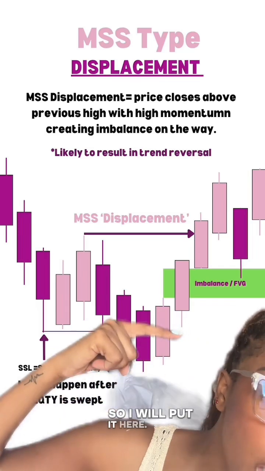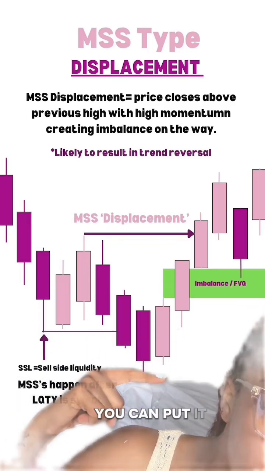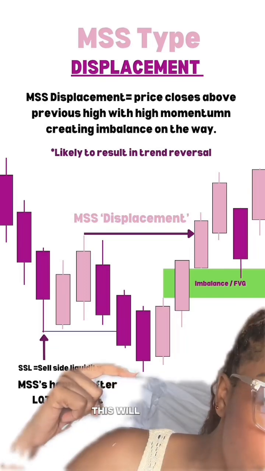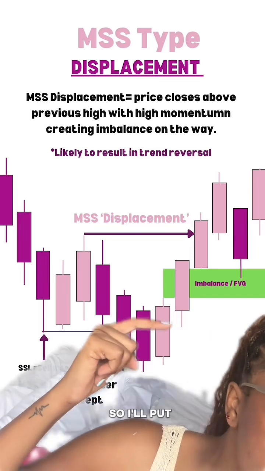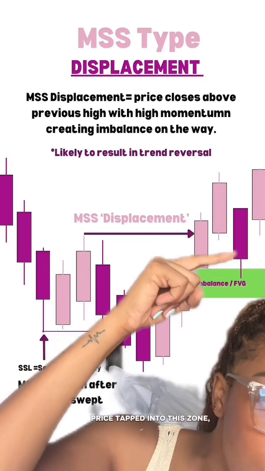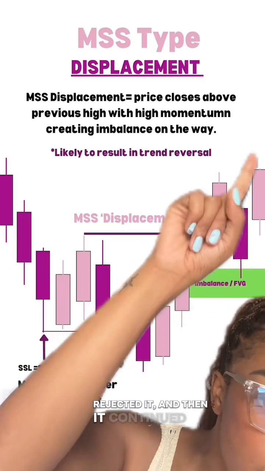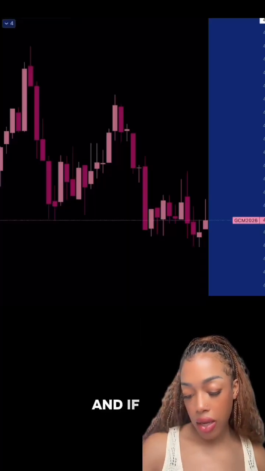So I will put it here, and if you want to widen your risk, you can put it at the previous low. This will probably be the safest bet, but I like a tighter risk, so I will put my stop loss here. And then as y'all can see, price tapped into this zone, rejected it, and then it continued to push up.